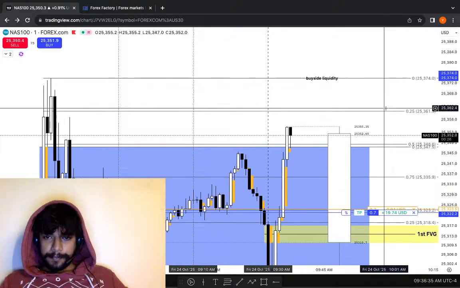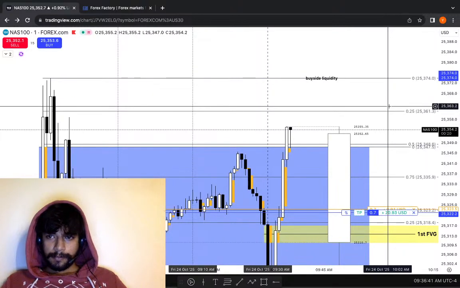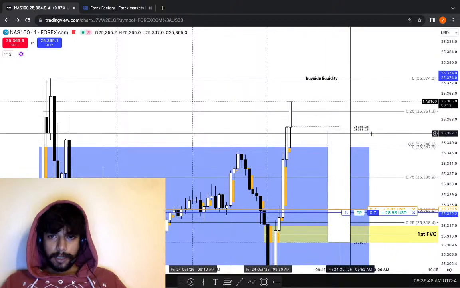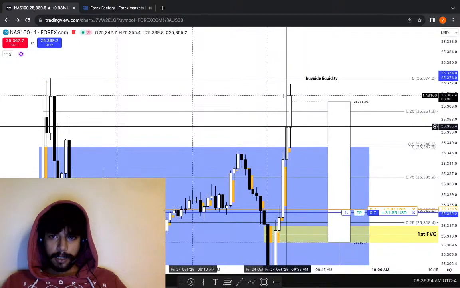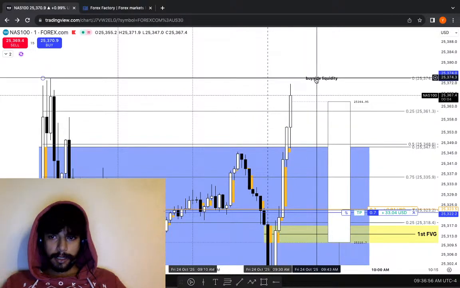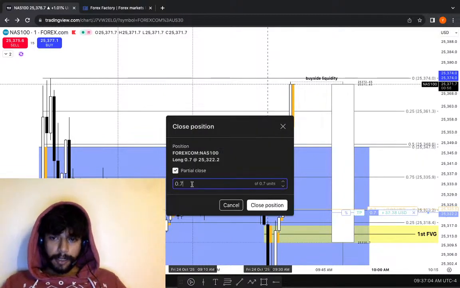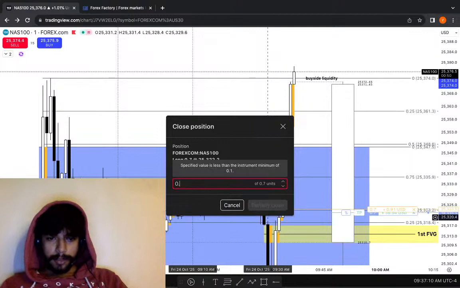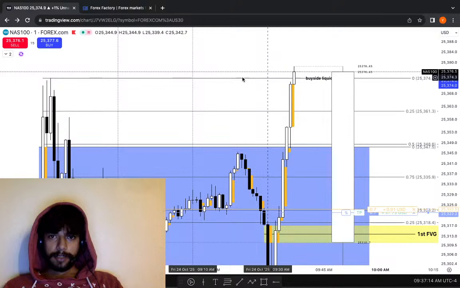Let's see. Look at that. As I told, it should touch the high of it and bump it higher, taking out these sell sides. So currently we are 40 points up from our entry, and I'm trying to take few partials above that buy side pool of liquidity.